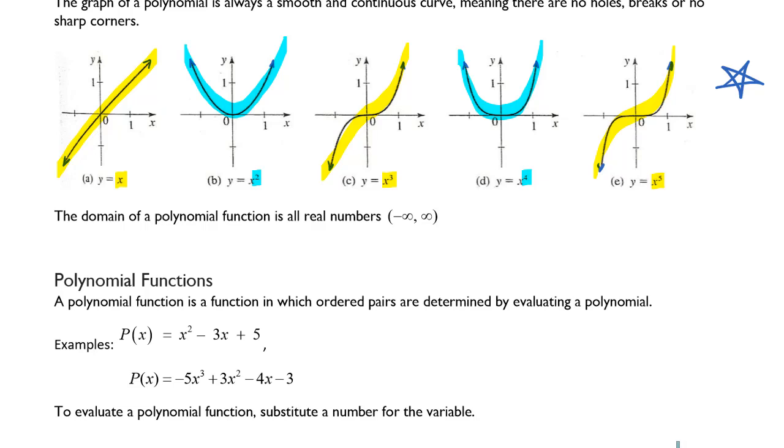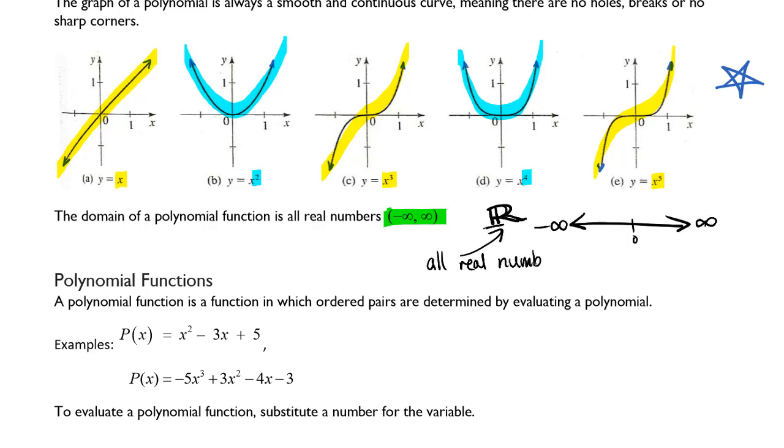Notice that all of these polynomials have domains that are on the interval from positive to negative infinity, or if you think about it from left to right, negative infinity to positive infinity. We also use the phrase all real numbers, which is this double-lined R. This means everything on the number line from negative infinity to positive infinity. So knowing that this is the symbol for all real numbers will be helpful as well.